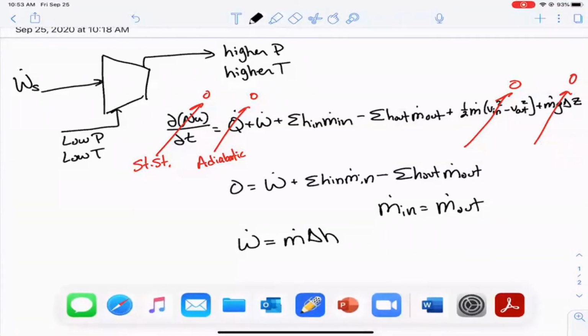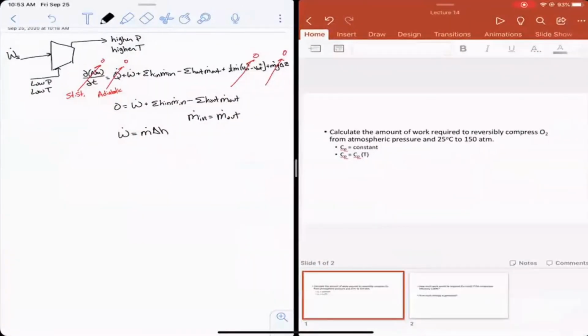So let's look at our problems that we're going to solve today, okay? So the first one asks us to calculate the amount of work that's required to reversibly compress oxygen from atmospheric pressure and 25 degrees C to 150 atmospheres. All right. And so if we think a little bit about this, why this word reversible is important actually doesn't just lie in the entropy balance, but also in the energy balance.